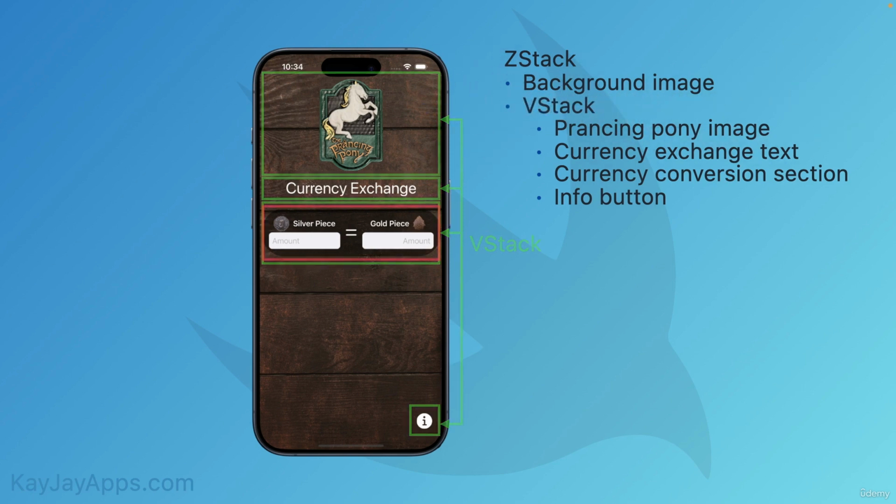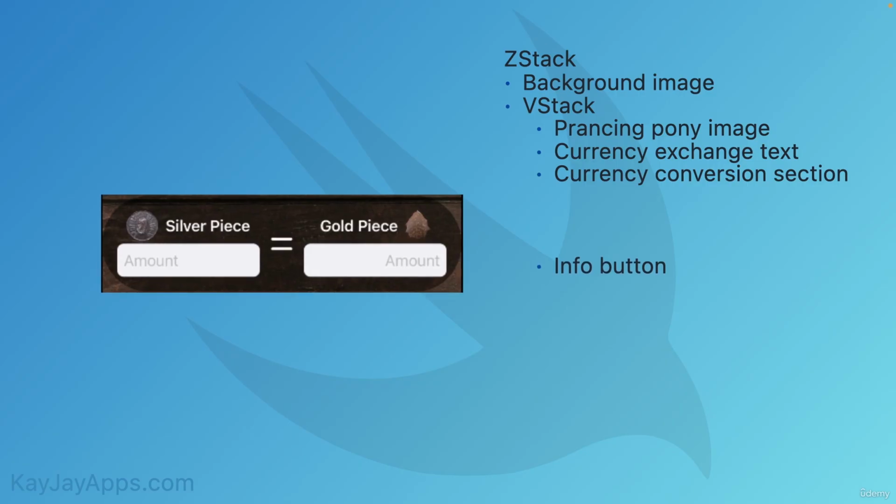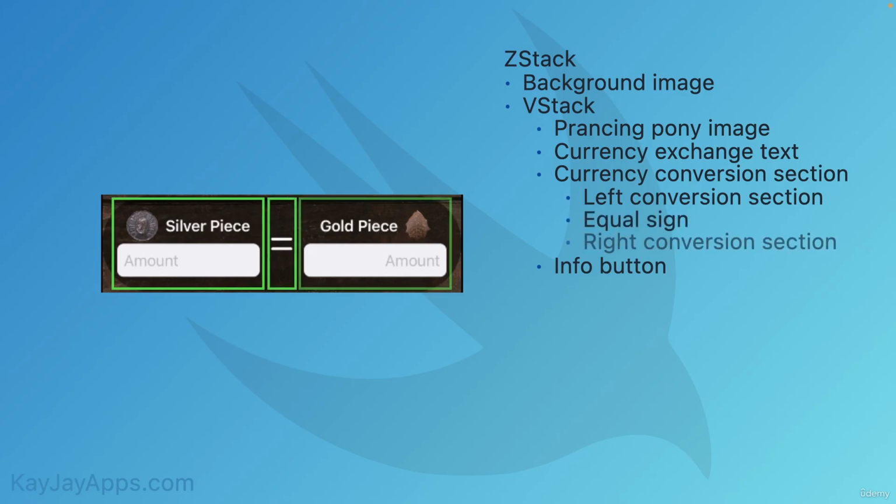Now we can see that in this currency conversion section here, there's a few different design elements. So let's zoom into this section and figure out how those are all laid out. I see three major parts. This left part, the equal sign, and this right part. That's our first HStack. These are all laid out horizontally.